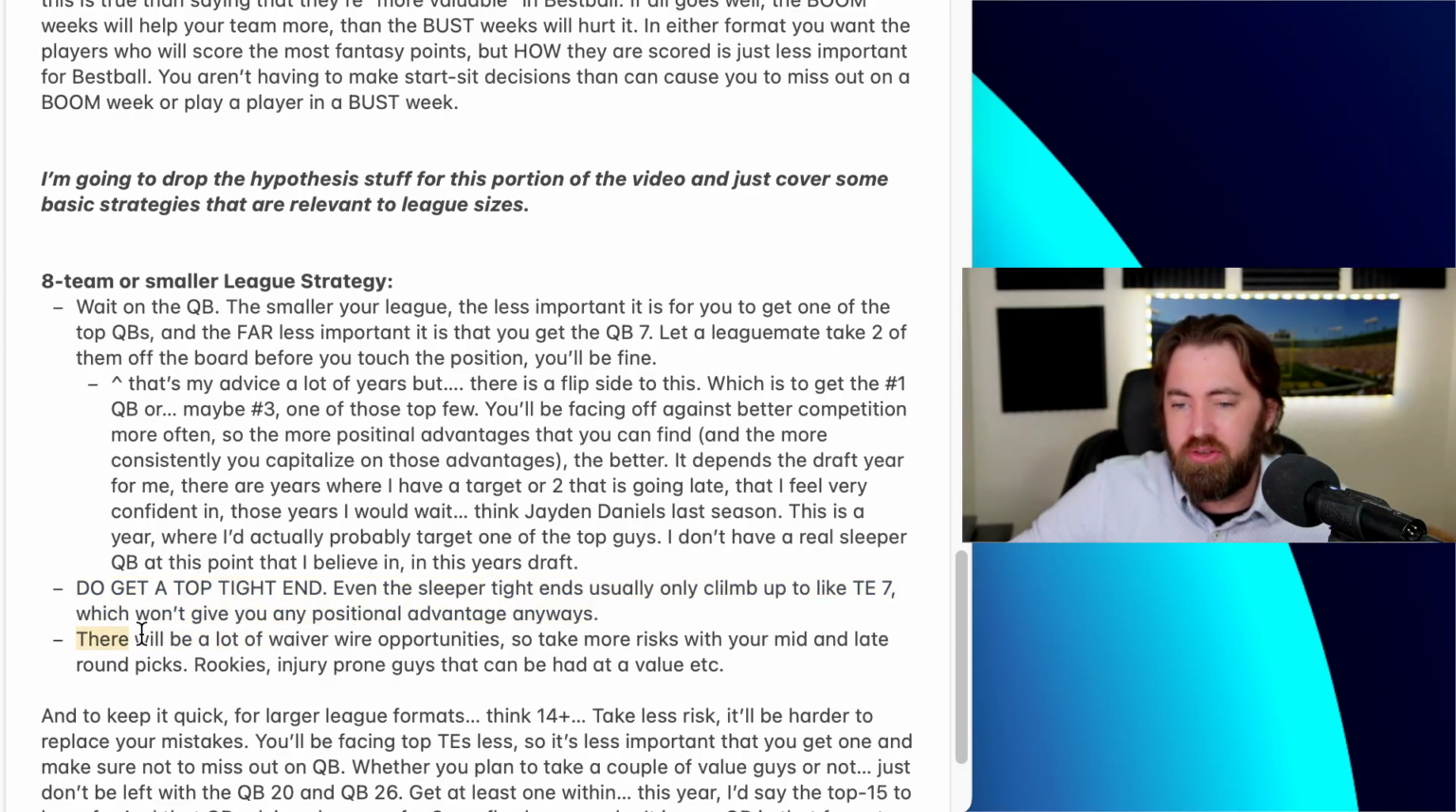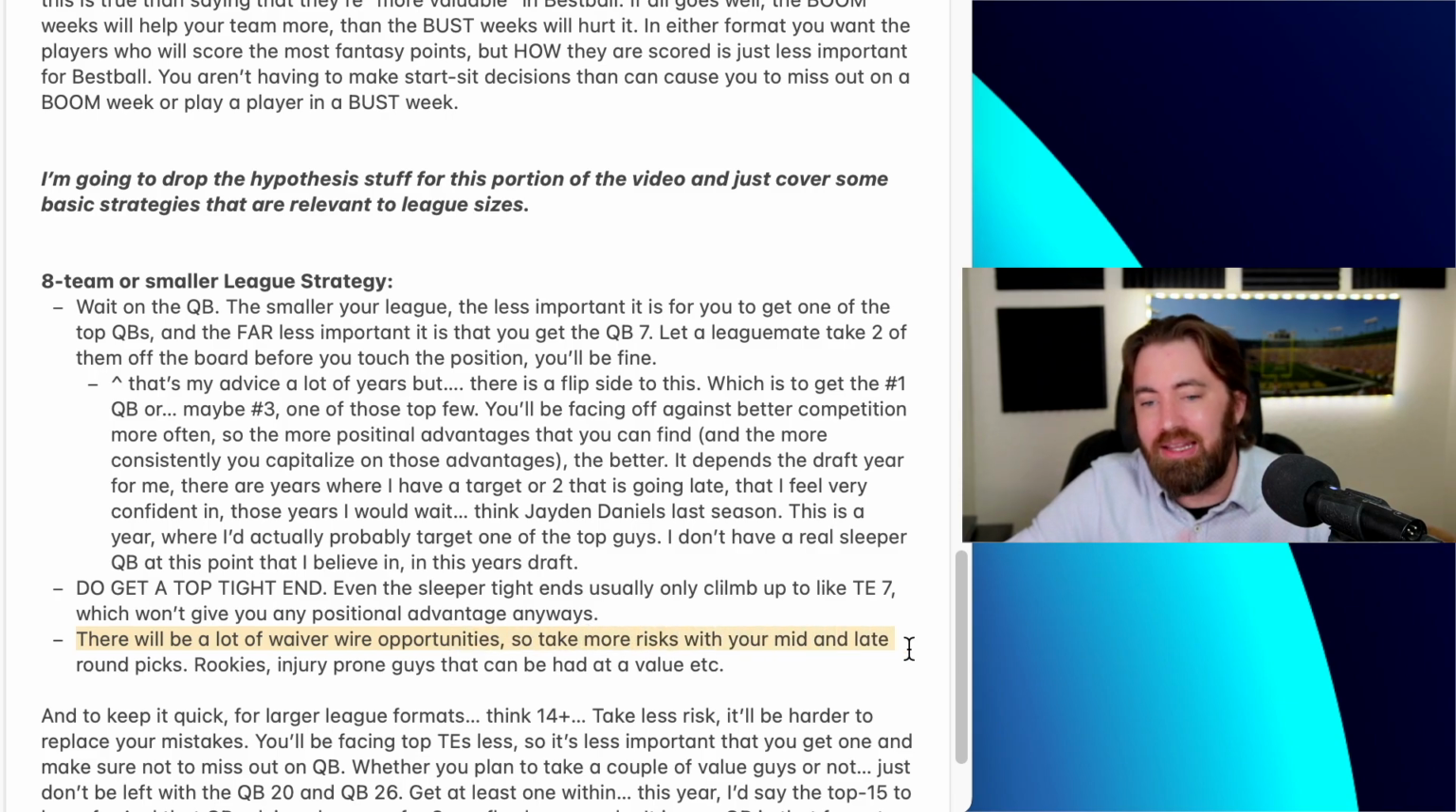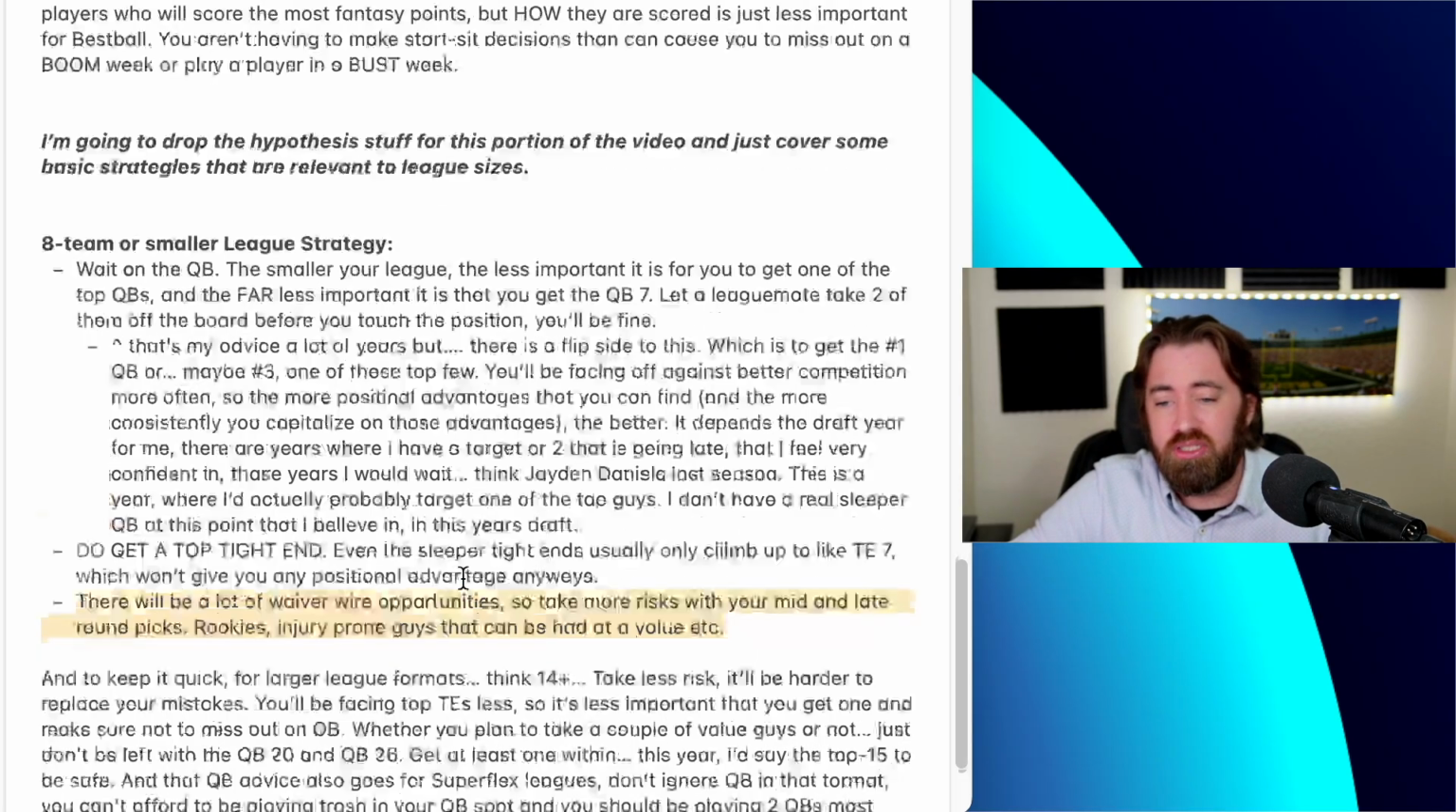Next, a little bit here. There will be a lot of waiver wire opportunities. So take more risks with your mid and late round picks. Rookies, injury-prone guys that can be had at a value, etc. in these smaller league formats.